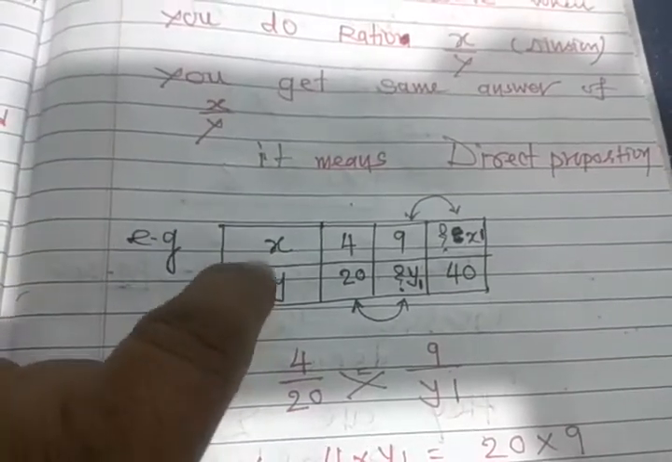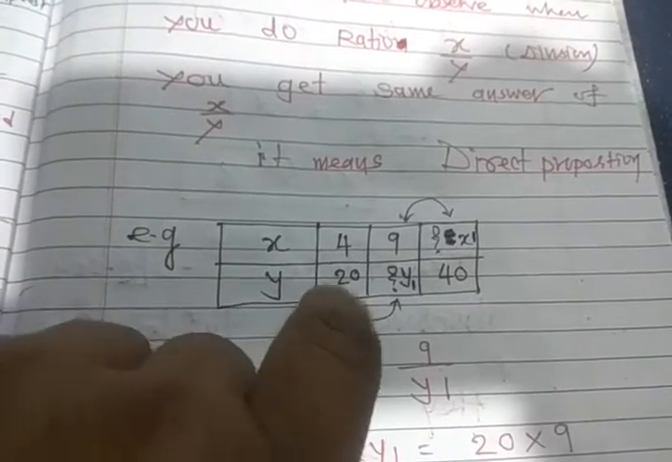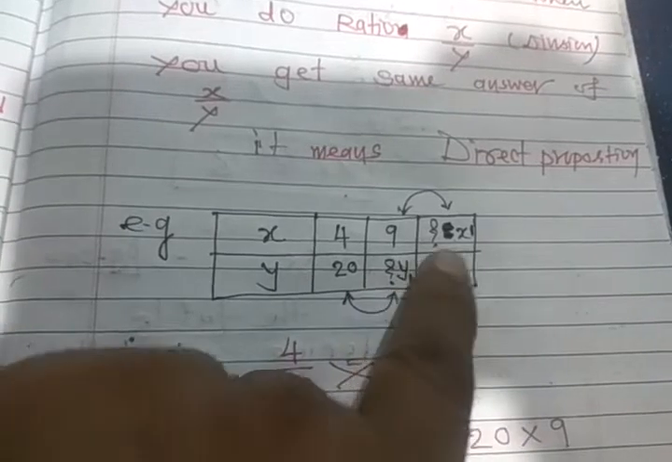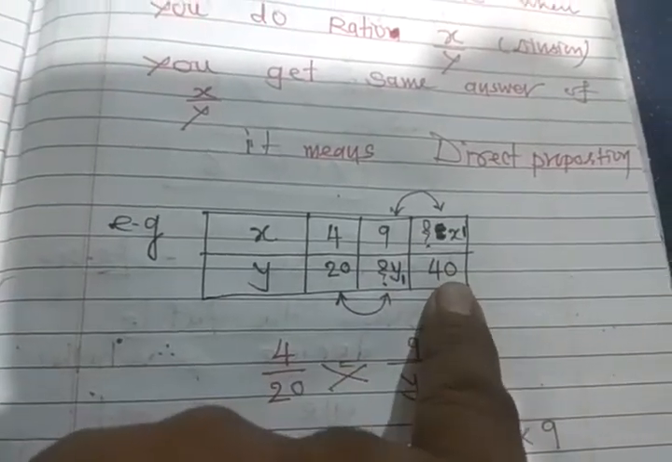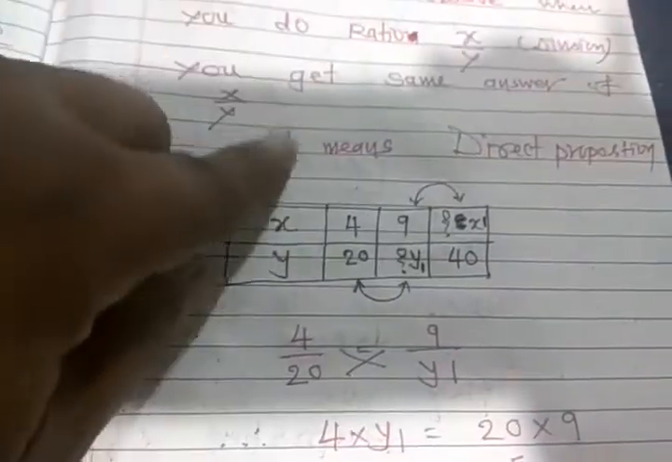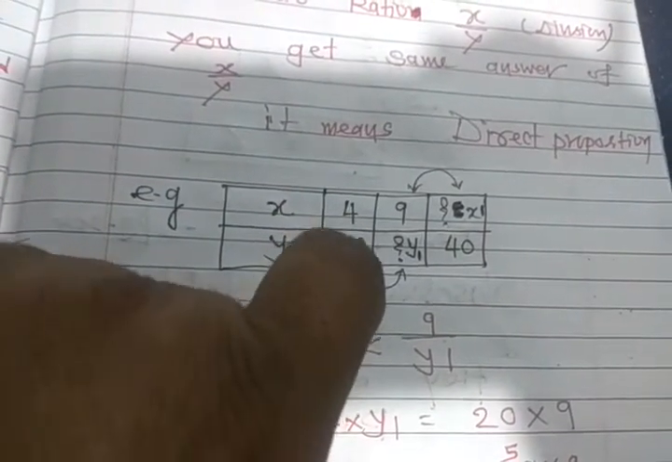So like this way you can count. Say for example, another example: suppose x is 4, y is 20, then x is 9, y will be question mark. Here x will be question mark, y will be 40. If such a type of table is there, how can you find it? You see here, if x increases, y increases. Right? X increases, y increases.